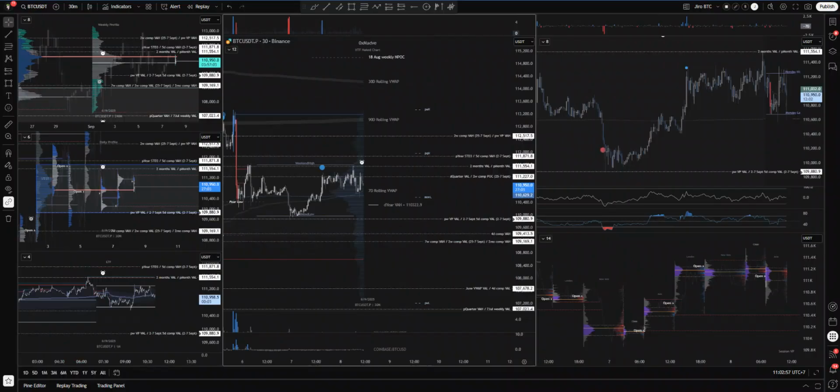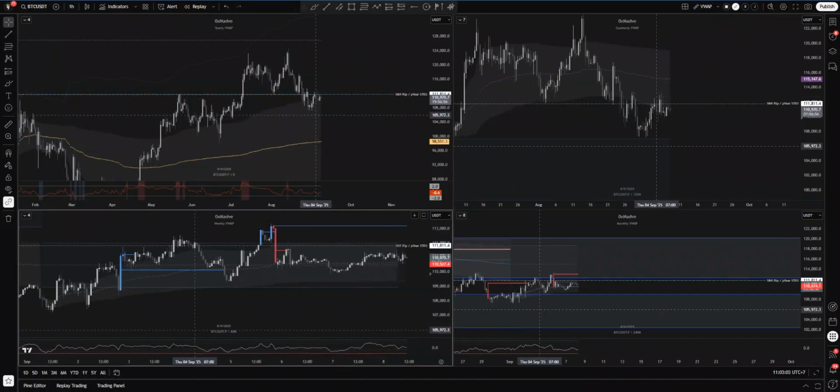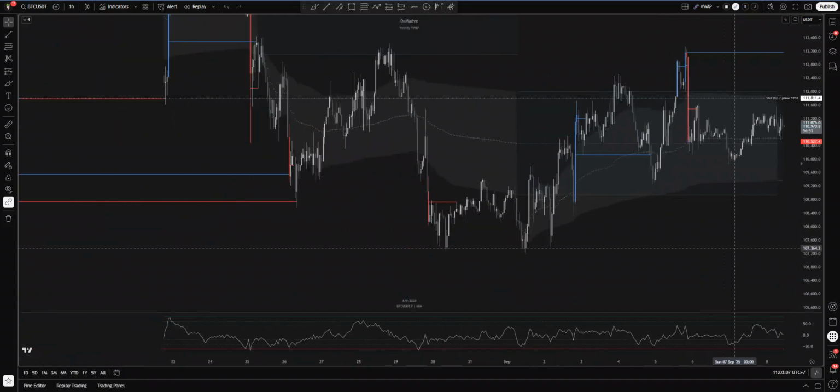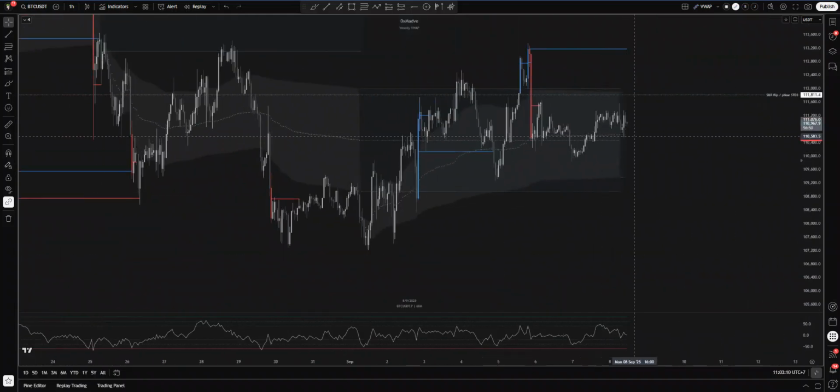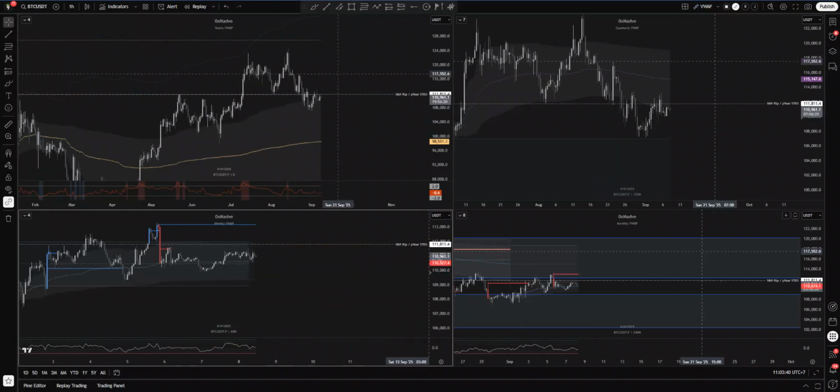Okay, on the weekly, open inside the previous week value area, just expecting a rotation. Nothing much. I think it's similar to the volume profile analysis, so we'll leave it be. Okay, now on the rolling VWAP.